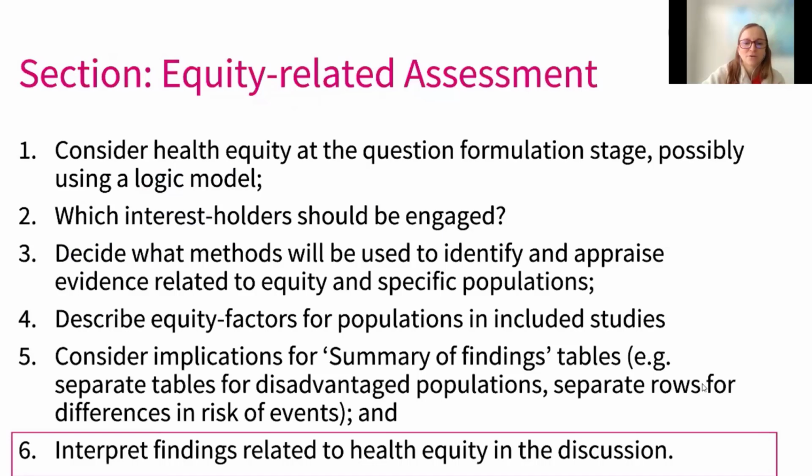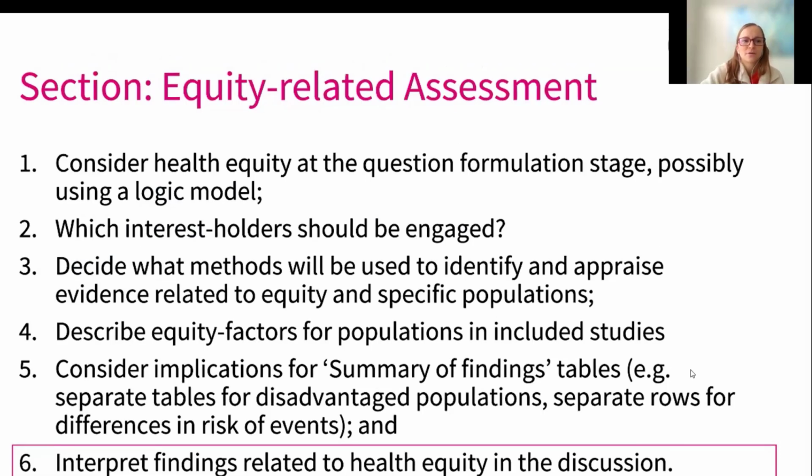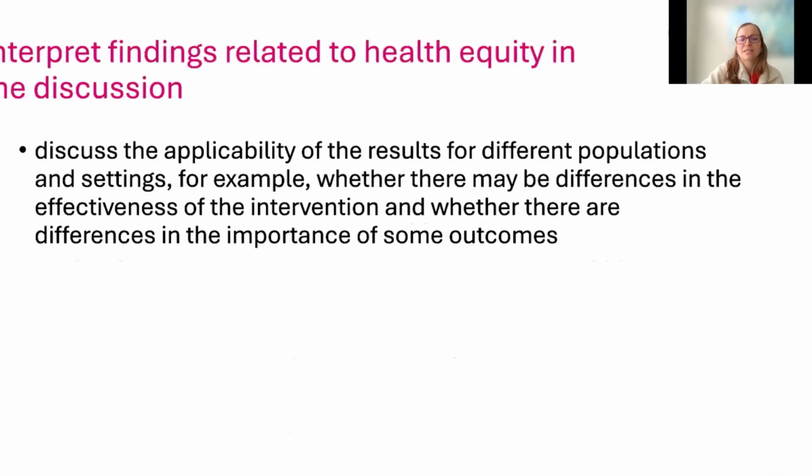Okay, and so the last one is interpreting the findings related to health equity in the discussion section of the review. So here you can discuss the applicability of the results for different populations and settings. So think about whether you found anything. Are there differences in the effectiveness of the intervention, and why might that be? Is it differences in the importance of outcomes?